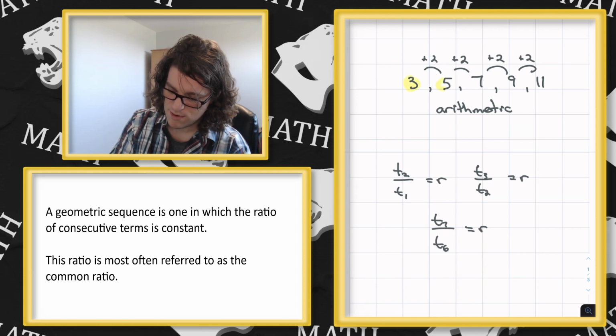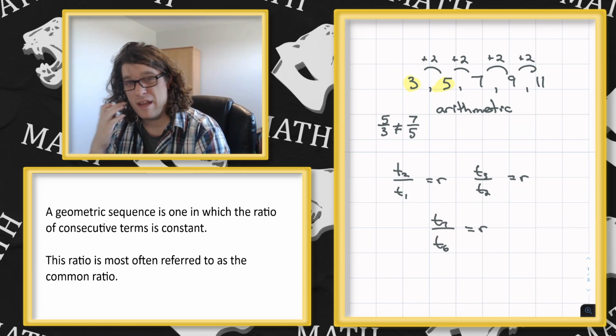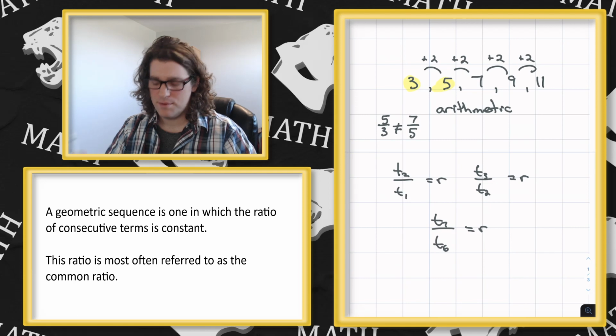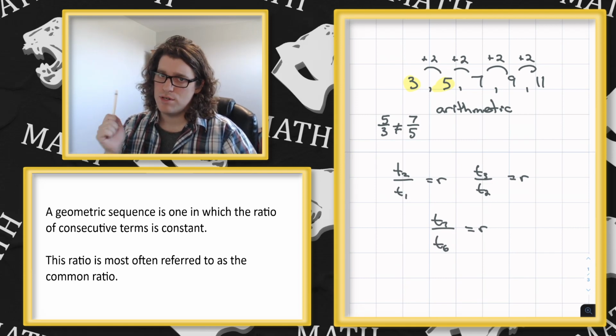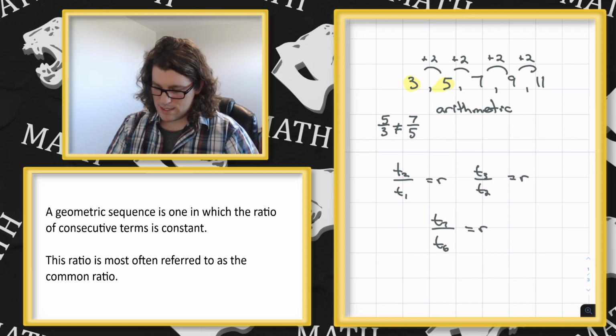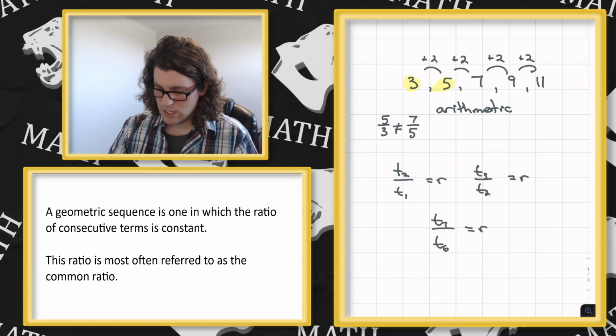So if I take 3 and 5 and do the ratio there, that would be 5 over 3, and then the next ratio would be 7 over 5. Already with those two examples, that has not held up as a common ratio. That is a common difference, but not a common ratio.